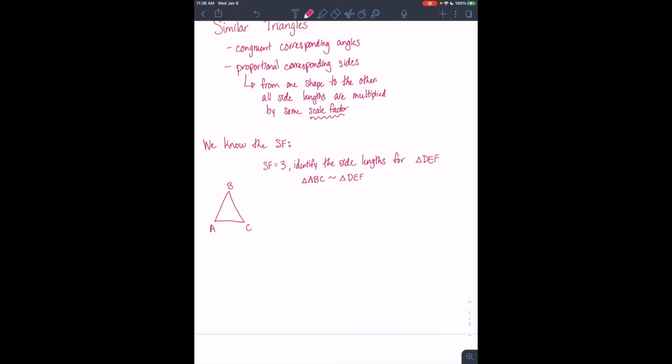So I've got triangle ABC here. Let's put some side lengths on that triangle. We'll have 3, 4, 5, because why the heck not? And now we want to figure out if we have a bigger triangle that is DEF. I'll make it in a different color. What are the side lengths on D, E, and F? So DE, what is that measurement? What is EF's measurement? And what is DF's measurement?